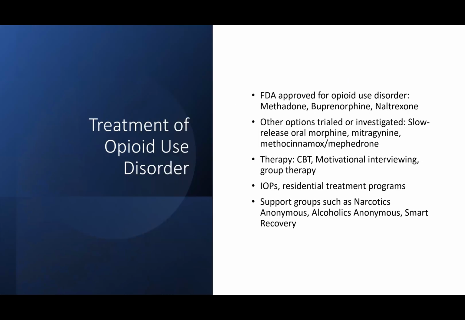And so to go over treatment of opioid use disorder, 3 medications are approved for opioid use disorder treatment by the FDA: methadone, buprenorphine, and naltrexone. There are a lot of other options that have been trialed or investigated, but for the most part, methadone and buprenorphine seem to be the main opioid agonist options.